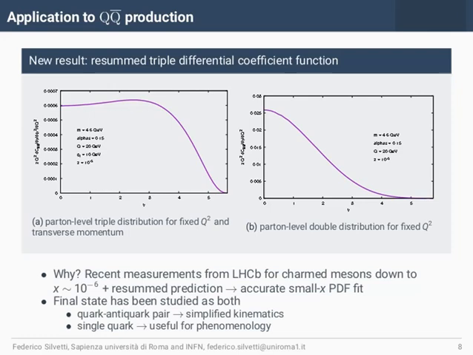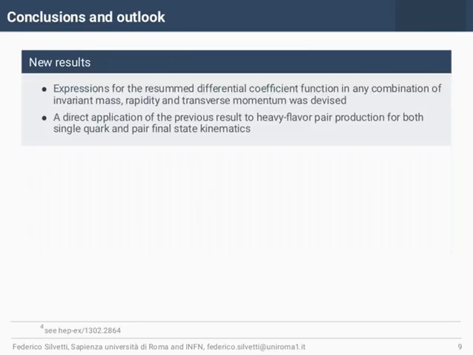In conclusion, this work produced an expression for a small x resummed coefficient function fully differential in any combination of invariant mass, rapidity, and transverse momentum. Moreover, an application to heavy quark pair production has been numerically evaluated for single body and pair final state kinematics.